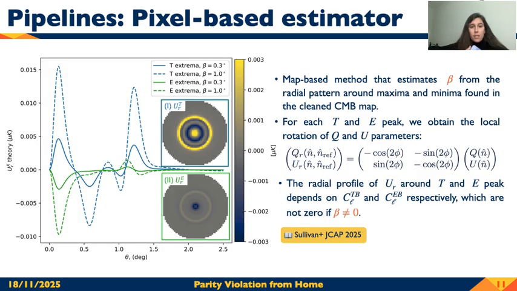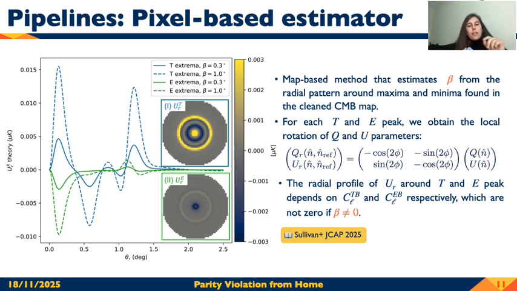The pixel-based estimator is a map-based estimator that estimates beta in the following way. First, we find the extrema, so maxima, minima, in the T and E maps. Then for each extremum, its peak, we calculate the local rotation of Q and U, so the Q_r and U_r. And what we do is stack those patterns to obtain figures like these ones over here.